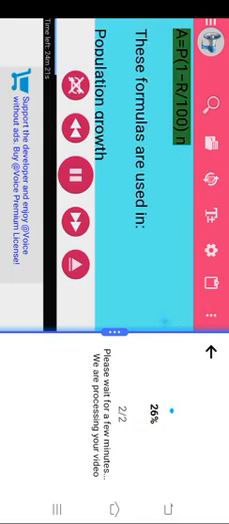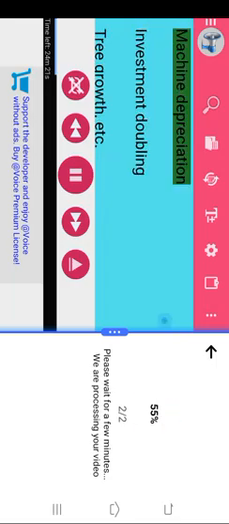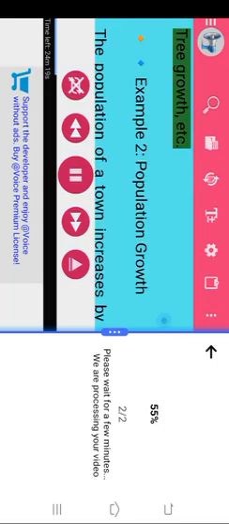Growth formula. If a quantity increases by R% per period, then after n periods, the final value is A equals P (1 + R/100)^n. Depreciation formula. If a quantity decreases by R% per period, then A equals P (1 − R/100)^n. These formulas are used in population growth, price inflation, machine depreciation, investment doubling, tree growth, etc.